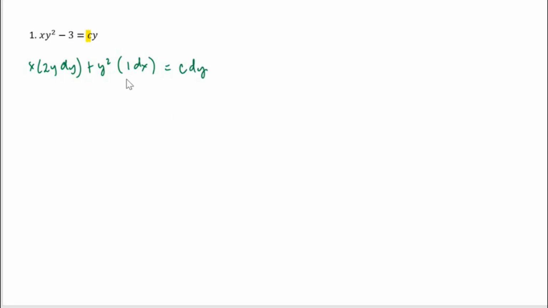Now, since we want to eliminate the value of c, then I will solve for c from the original given. So simply divide both sides by y. Therefore we have c is equal to xy squared minus 3 all over y. Now since we have the value of c, we are going to substitute that to our derivative.